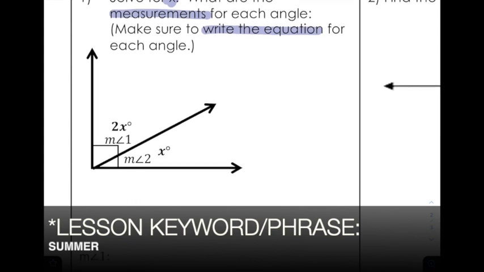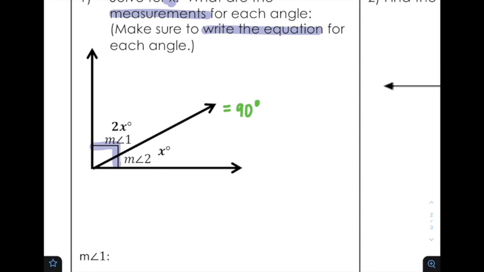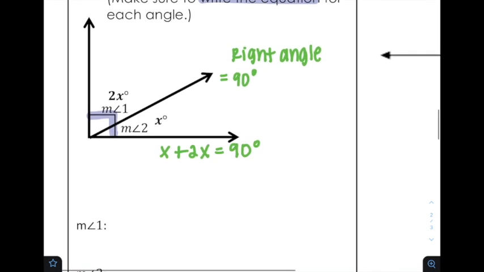So we have 2x plus x. Knowing that this is a right angle, these two are going to equal 90 degrees. So I'm identifying my angle relationship, and now I can set it up. If I have x plus 2x, that's going to equal 90 degrees. I can combine my like terms. 2x and x is 3x equals 90. I'm going to divide both sides by 3. X is going to equal 30.